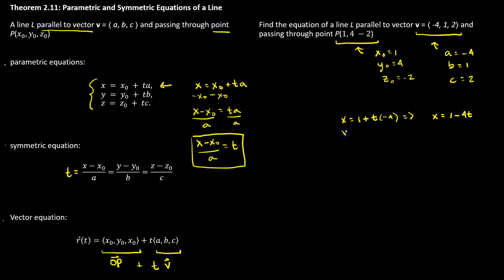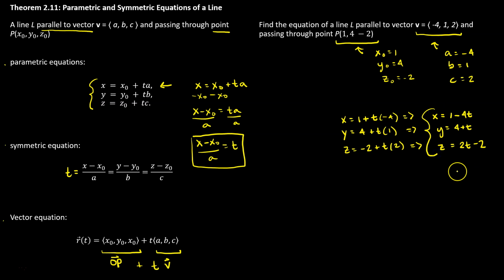And we'll do the same thing for the y equation. Take the y0 plus t times b. And if we can clean that up, we will. And then the z equation, z0 plus t times c. And clean that up if we can. I'm going to write that as 2t minus 2 because I don't like having negatives for my first value. So these three small equations describe the line that is parallel to the vector v and passes through the point P.